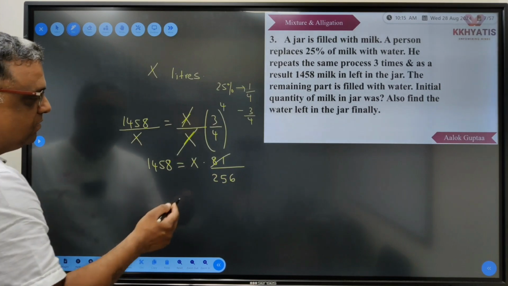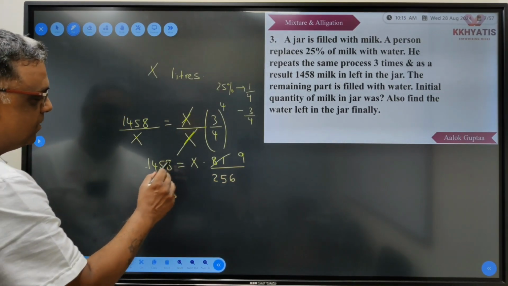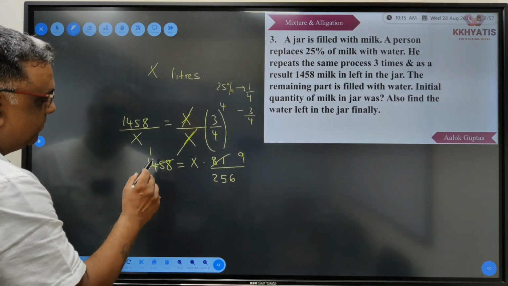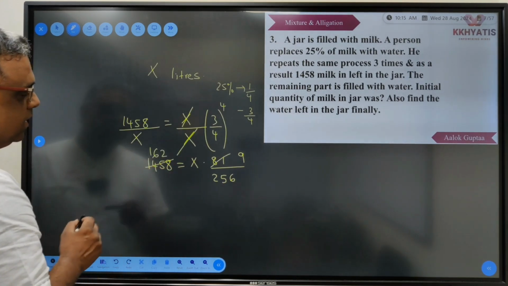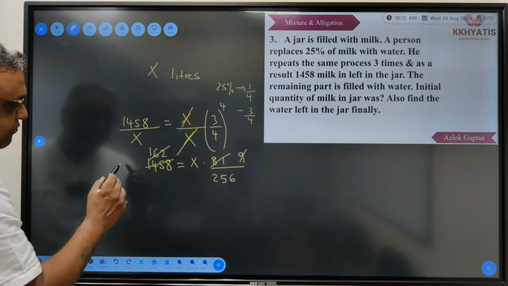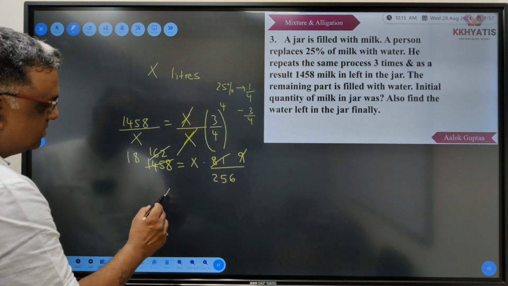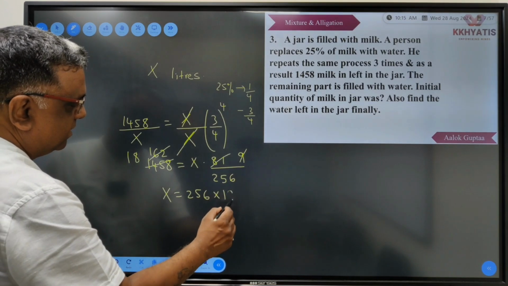If it is not the case, then we'll try to divide by 9. So this will be 9. 9 nines are, I think they should go by 9. So 9 ones are 9 and 9 sixes are 54, 18, 9 twos are. I think again we should be able to divide this. 9 ones are 9, 9 ones are 9 and 72, 8. So X is equals to 256 into 18.